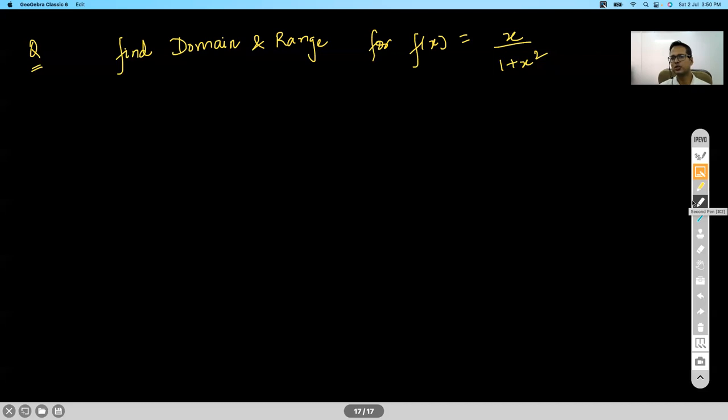You can find a lot of these questions in R.D. Sharma MCQ part. So you can see few pages of the chapter, you'll see they have given some MCQs. So maybe I would like you to suggest trying those questions also.